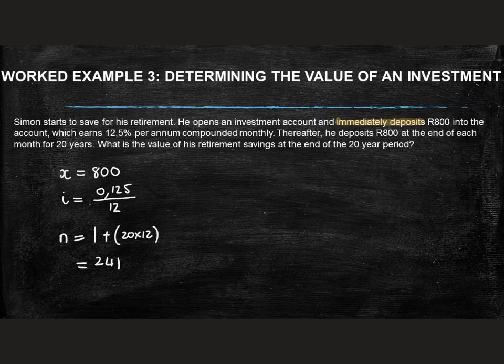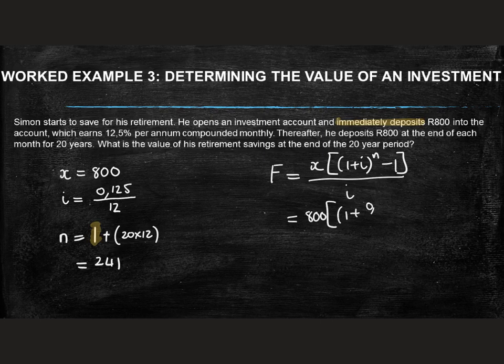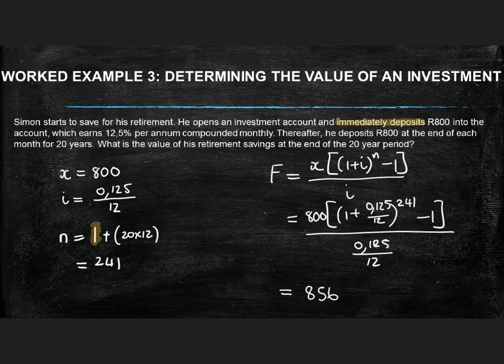This is how we have dealt with the immediate. We have included an extra payment right now as it happened. This means, therefore, that his future value still belongs to this formula, 1 plus i to the n minus 1 all over i. We have 800 going into 1 plus 0.125 over 12 with 241 of these payments over the interest rate, 0.125 over 12. And so he has managed to accumulate 856,415 Rand and 66 cents.